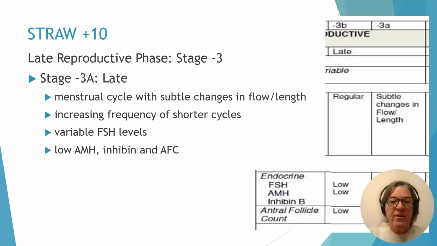In the later part of the late reproductive phase, we start to see some subtle changes in the menstrual cycle with an increased frequency of shorter cycles, and we'll talk a little bit about how that happens, along with some variation in the FSH levels with, again, lower AMH, inhibin, and AFC, the antral follicular count.